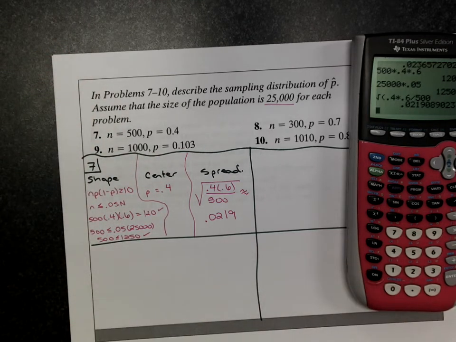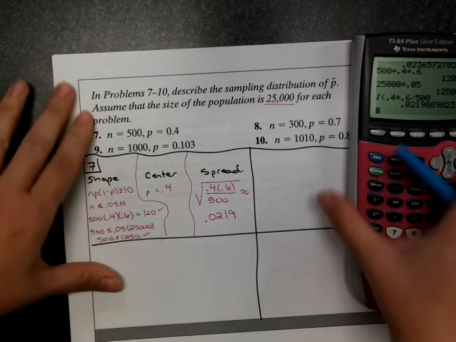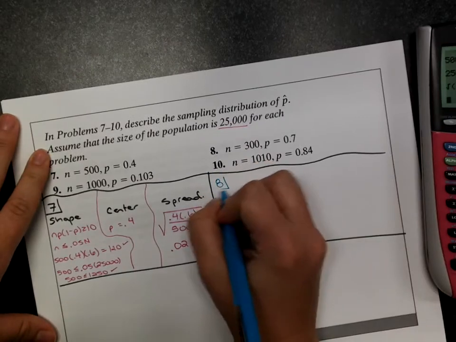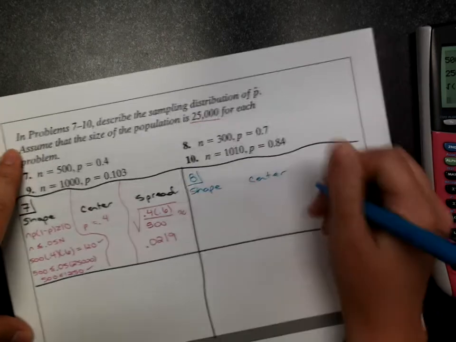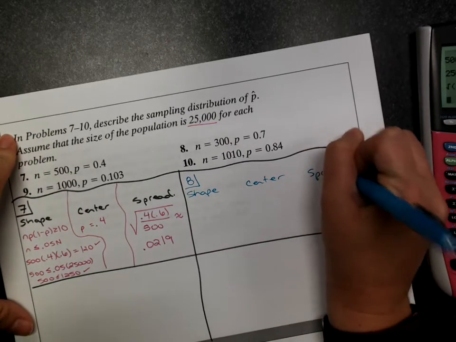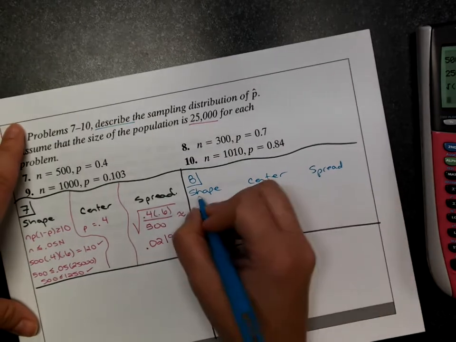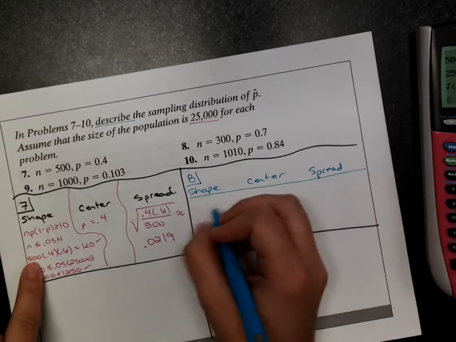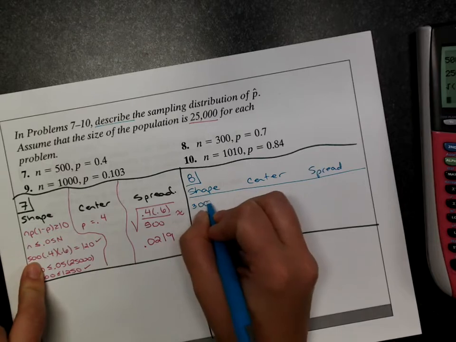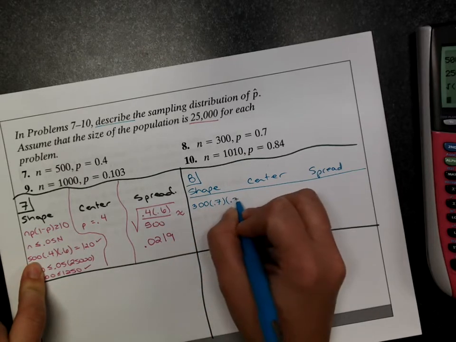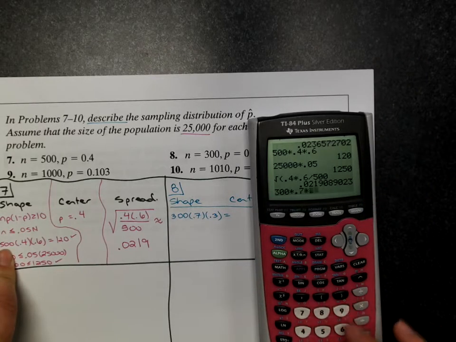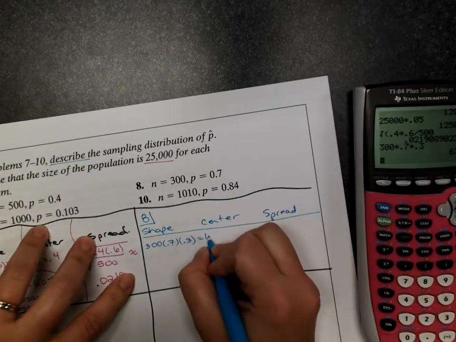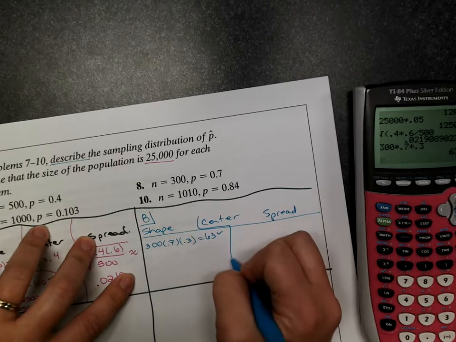Let's try that again for number 8. So it's the same thing for each problem. So number 8, again we want shape, center, and spread. That's what it means to describe the sampling distribution. So for shape, I'm going to do the same thing. I'm going to do n times p times 1 minus p and see what I get. 300 times 0.7 times 0.3. I get 63, which is greater than or equal to 10.